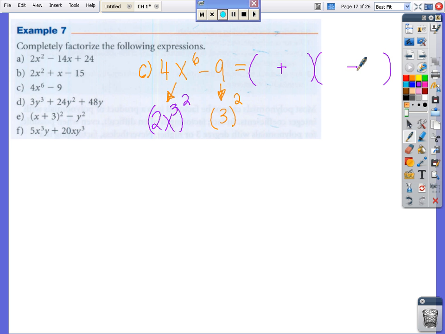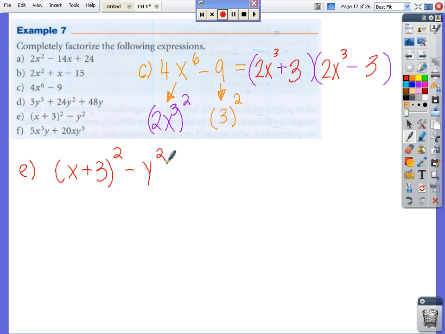So in the front, I'm going to write exactly what I had, 2x cubed, and in the back, I'm going to put a 3 and a 3, and one of them is going to be a plus, and one of them will be a minus. All right, last one is letter E, which is similar to what I just had a second ago. So here, it's actually already written for you. This squared, this squared. So all I'm going to do is put 1 plus, 1 minus. The front would be x plus 3.